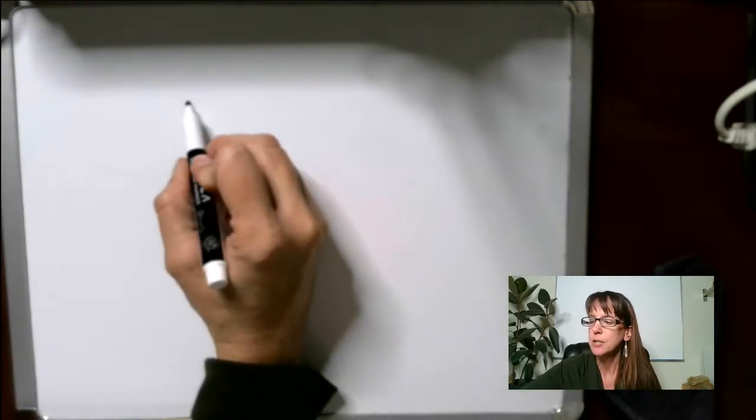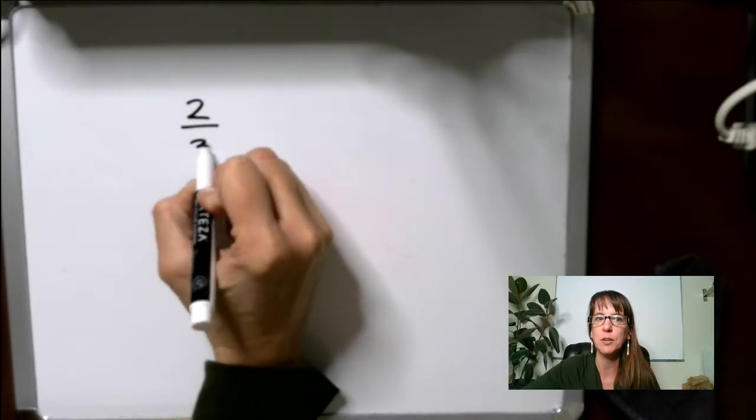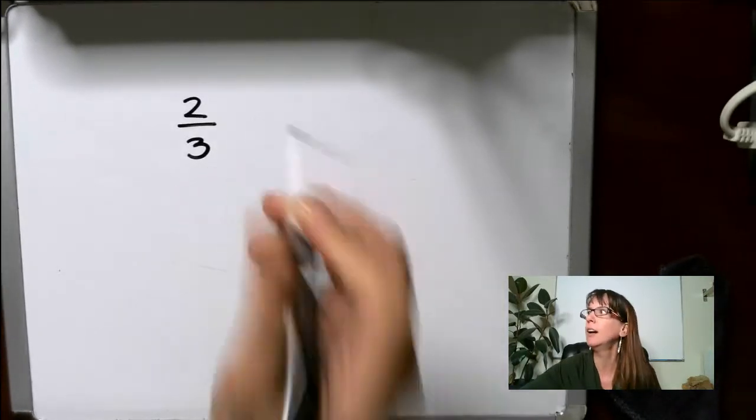Let's talk about equivalent fractions. So example number 1 says, find an equivalent fraction for 2/3 that has a denominator of 12.